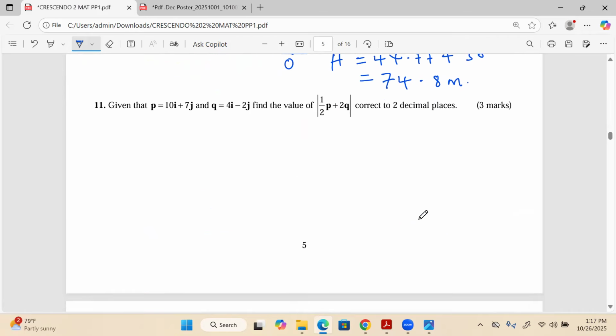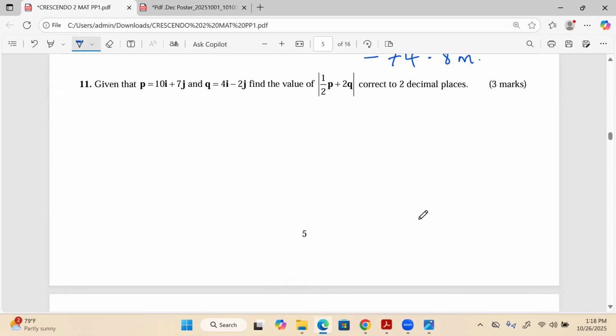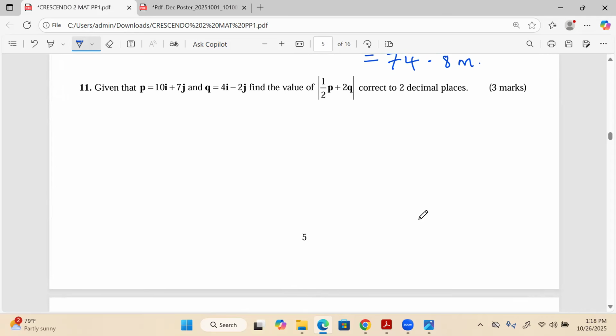What about number 11? Another good question. In number 11, given that P equals 10i plus 7j and Q equals 4i minus 2j, find the value of |½P + 2Q|, correct to 2 decimal places. Remember the 2 strokes there mean the magnitude of the vector.